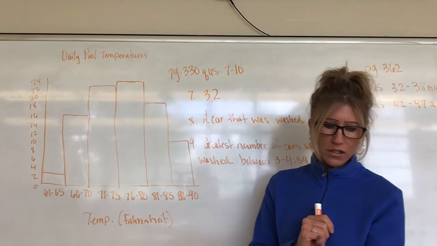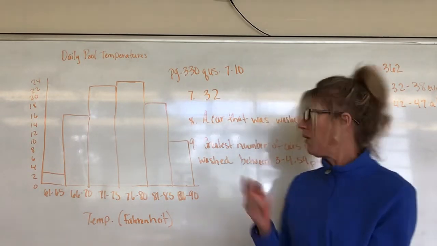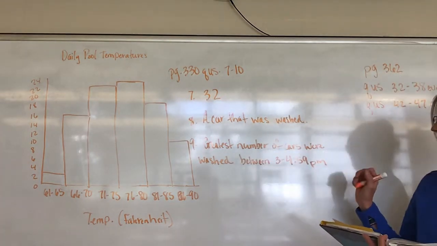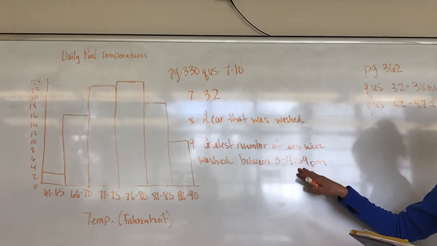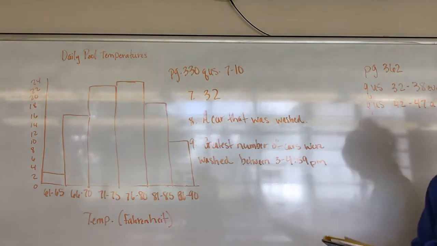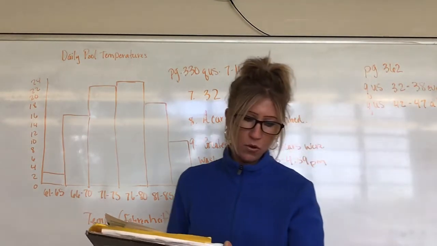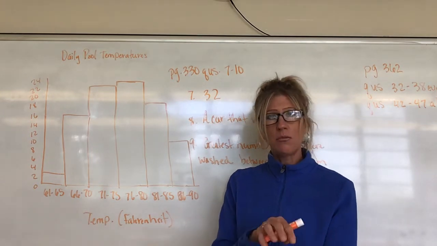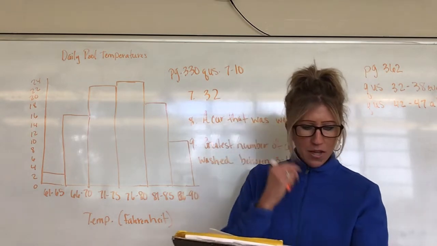Now, number 9, what conclusions can you make from this? There are different things you could have said, but one thing you could have talked about is that the greatest number of cars washed fell between the time interval of 3 and 4:59 p.m. You could also have said when the least number of cars were being washed, which would have been between 1 and 2:59 p.m. You just need to base it on what you were looking at on this histogram.